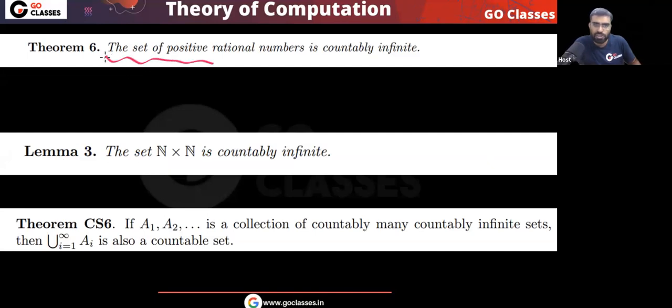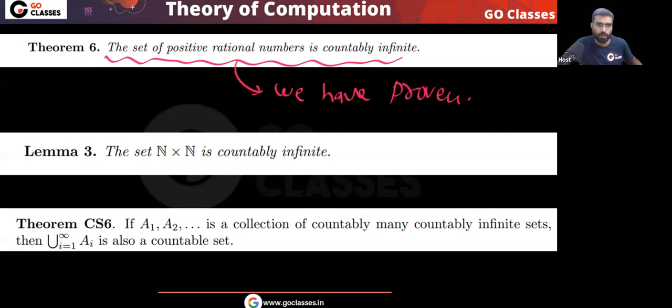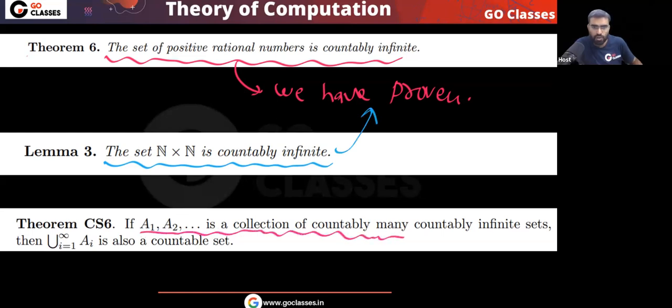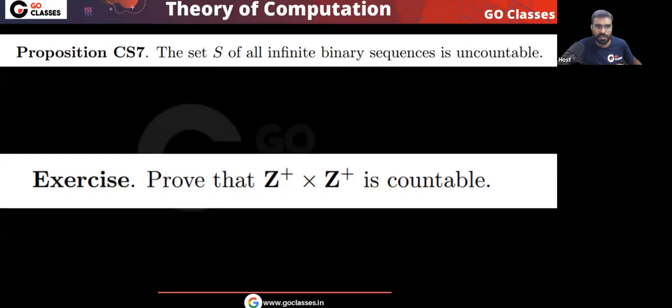The set of positive rational numbers is countably infinite. We have seen, yes or no? This we have already proven. The set N cross N is countably infinite. We have proven. Next, A1, A2, these are a collection of countably many countably infinite sets, so their union will be countable. This also we have seen. All these three statements we have already seen.